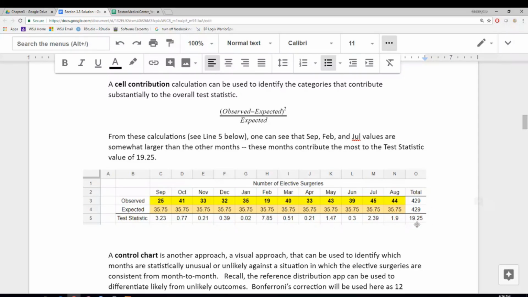So the test statistic here is this 19.25. It is those values added up. Okay, so that 7.85 is a pretty substantial part of that 19. So one of the main reasons that I had a fairly small p-value was because of February, and also because of September. Something like January was right on target, so that one is not contributing very much to that overall value of 19.25.